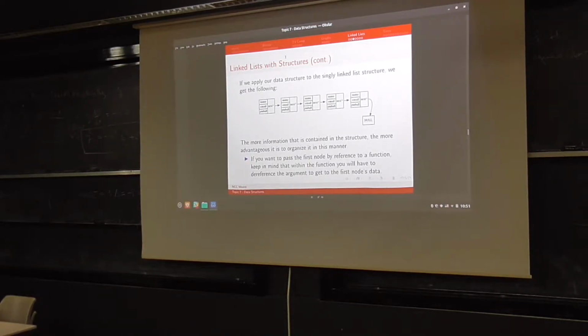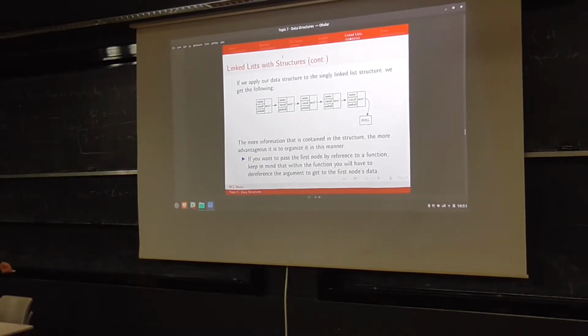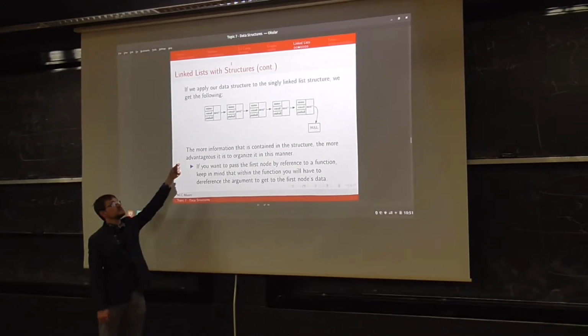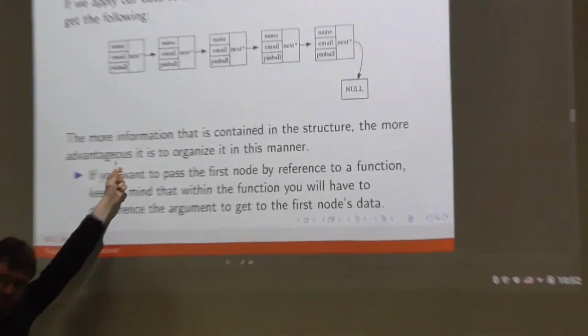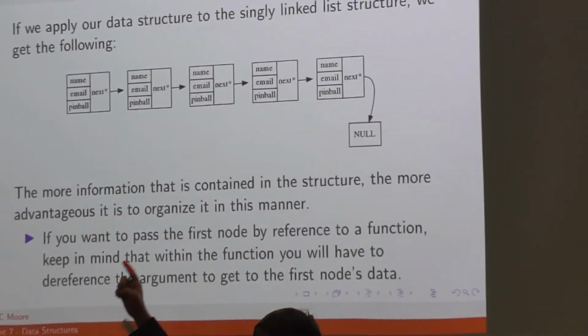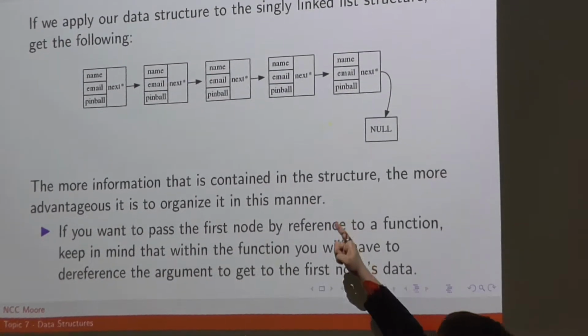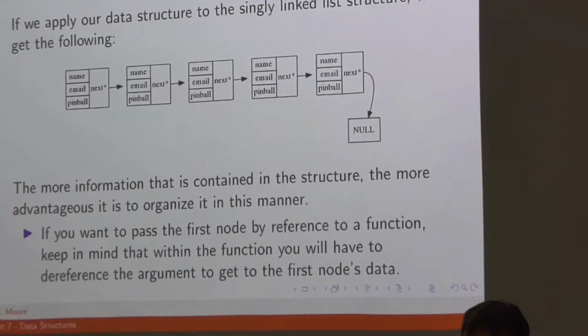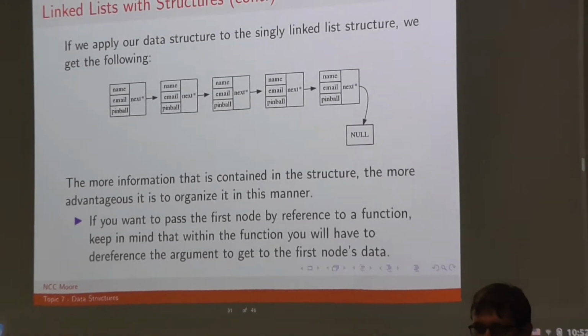If we apply our data structure to the singly linked list structure that we had previously, we get the following. You see we have fields for name, email, and pinball on each of these nodes. Each node also has a next pointer pointing to the next node, and the final one points to null. Make sense? So far, so good.